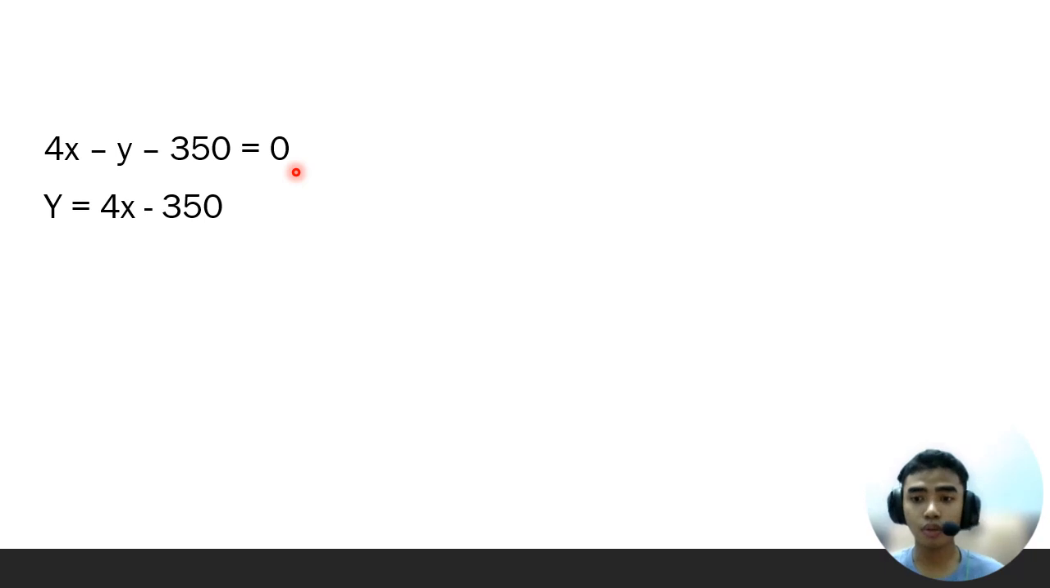So let's make y the subject, because x has a 4 in front, so it's kind of tricky, because we may need a bracket if we use x. So let's use y because it's already alone. So y equals 4x minus 350. Just move y over to the right, plus y on the left side and right side. So we get y equal 4x minus 350.